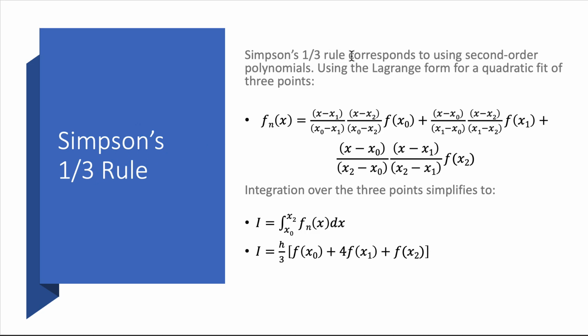This corresponds to using a second order polynomial where we use Lagrange interpolation to form a quadratic fit between three data points. Right now we take 3 points along our curve, and we apply the formula which we derived a little while before, and we integrate this polynomial. This is just a second degree polynomial, can be integrated, and this is the formula you end up with.